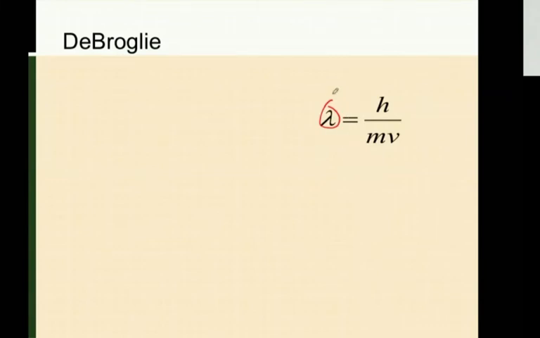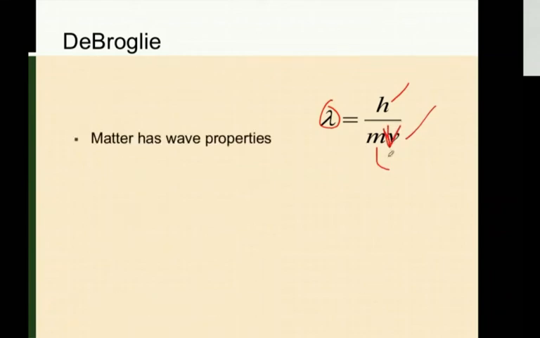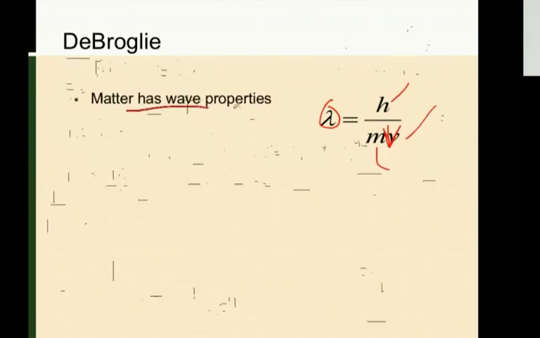So here we have what's called the de Broglie wavelength. The wavelength is equal to h, which still is our Planck's constant. m is the mass, and v in this case is going to be the velocity of the particle. I prefer a capital V, to be honest, but anyway, they put a small v. So matter has wave properties.